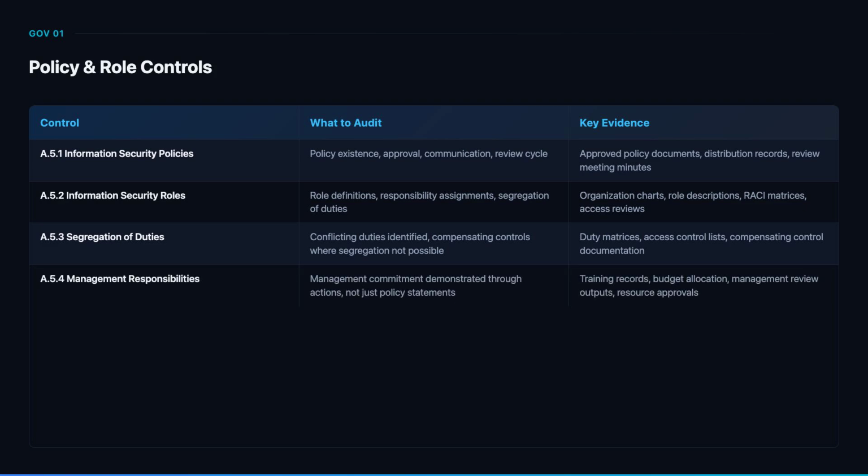For A.5.4, verify that management demonstrates commitment to information security through actions, not just policy statements. Look for evidence of adequate budget allocation, approval of security resources, participation in management reviews, and support for security awareness programs. A policy signed by management but contradicted by budget decisions is a finding.